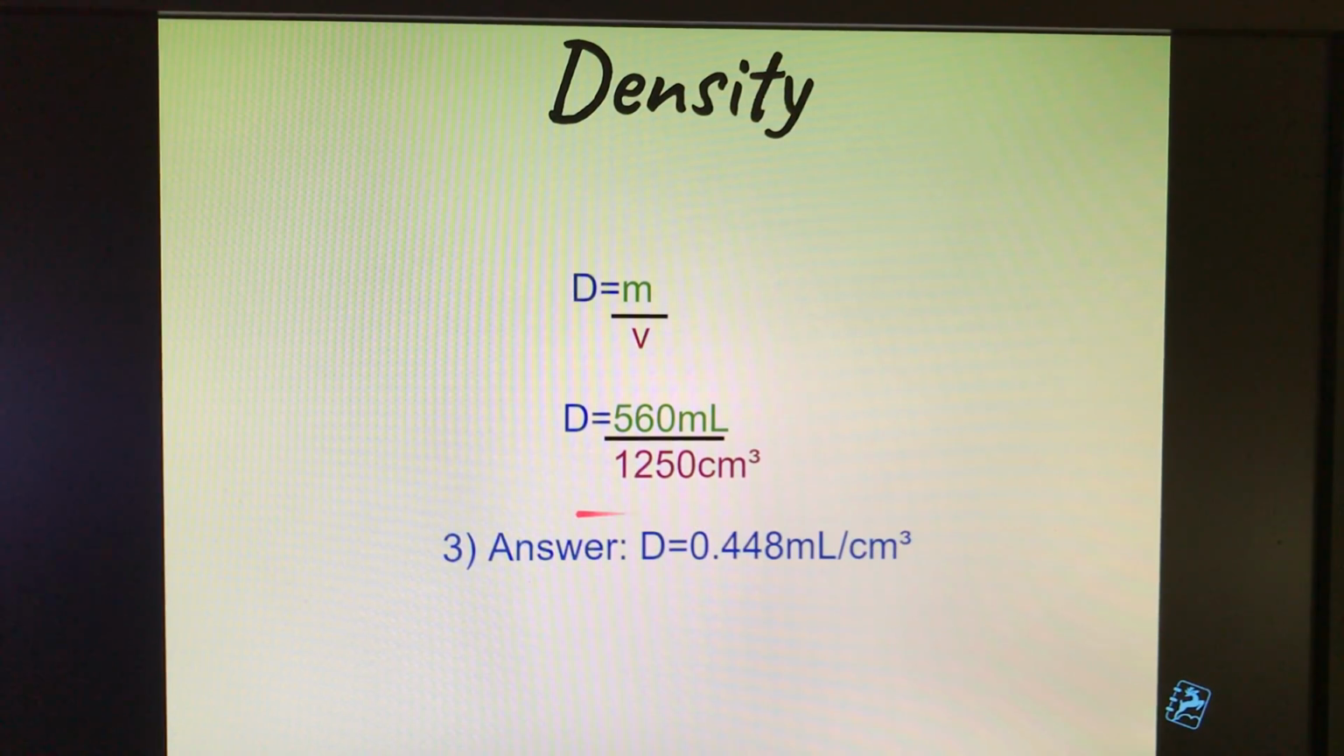And our answer is D equals 0.44. Now I put the 8 down. Technically, you would round this up, and since this 8 is greater than 5, the 4 would normally go up to a 5, but I decided not to do that yet. So the answer is 0.448 milliliters, because that's a liquid, and it's divided by centimeters cubed. How did you do? Did you get all 3 of them right? I hope so. Let's move on.